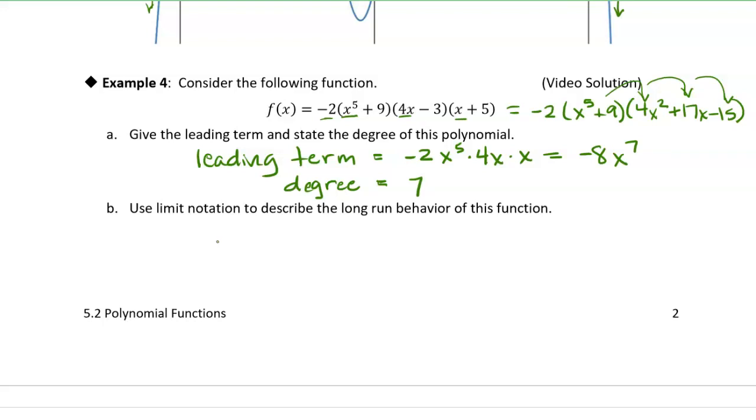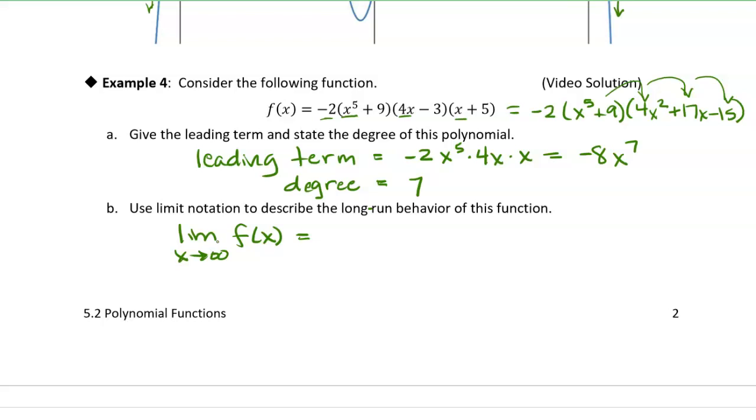All right, so now we're going to use that leading term in order to determine the long-run behavior of this function. Long-run, this should be hyphenated, shouldn't it? All right, so let's look at the limit as x goes to infinity of f of x. All right, and all I need to do to figure out that long-run behavior is just look at the leading term.